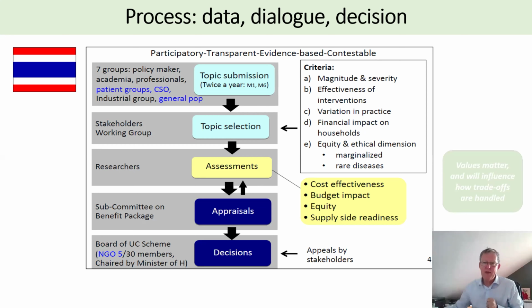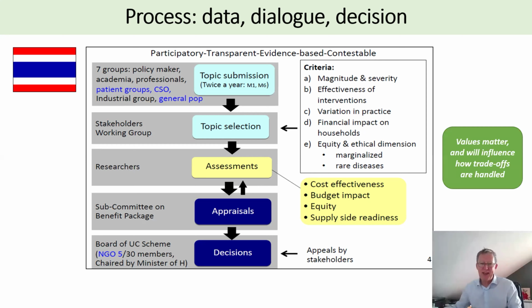Just to mention also, on the board of the UC scheme, there is civil society representation, patient groups, and so on. That's an important thing to remember as well. What I've just put on the top right there: values matter, and they will influence. There are trade-offs running throughout this. Values matter. Does efficiency trump equity? Sometimes there are clear trade-offs. Is budgetary impact always going to be of great import? And the balance between those trade-offs will change over time as more information comes in, as the public gets more engaged, and so on.